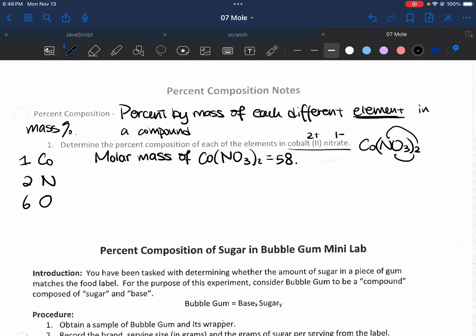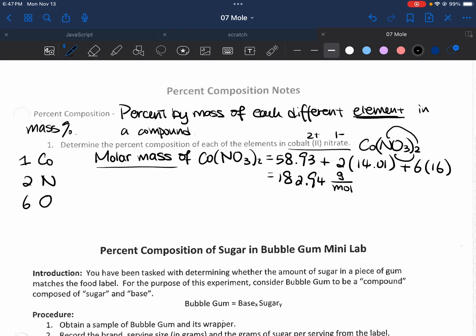So the mass of cobalt is 58.93. And then we also have 2 nitrogens, so that is 2 times 14.01 for each nitrogen, plus 6 oxygens, each being 16 grams per mole. Right? So when we sum all of these together, we should get 182.94. And remember, our units for molar mass are grams per mole. Okay, so this is the total entire mass, the molar mass of cobalt nitrate, or we can call it the total mass if you want.